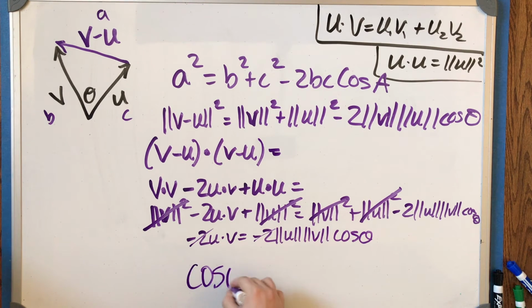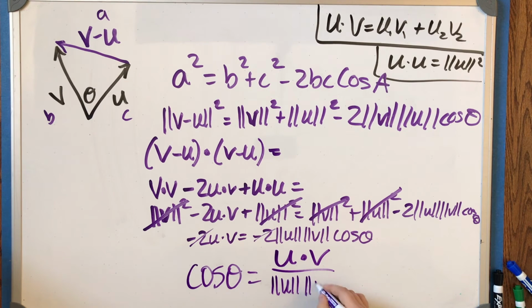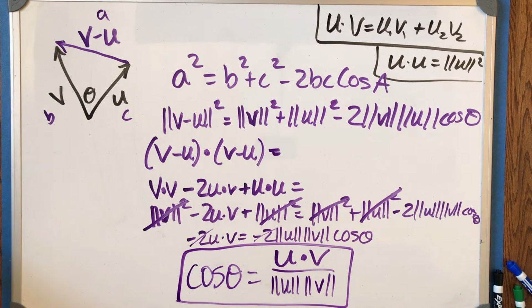So cosine theta, after I've divided these away, is going to equal the dot product of u dot v over their magnitudes multiplied together. And we can use this formula to find the angle in between by just doing cosine inverse of it. So this is the formula that we're going to have to memorize.